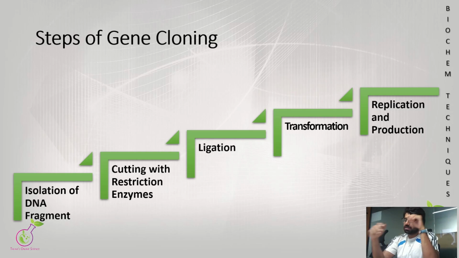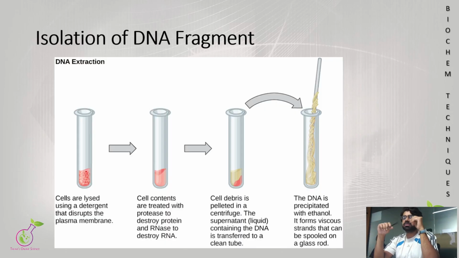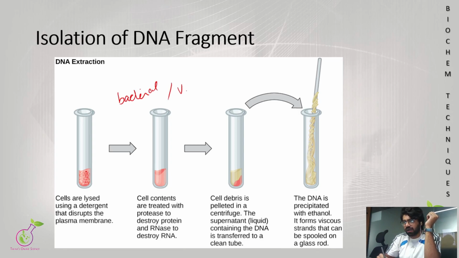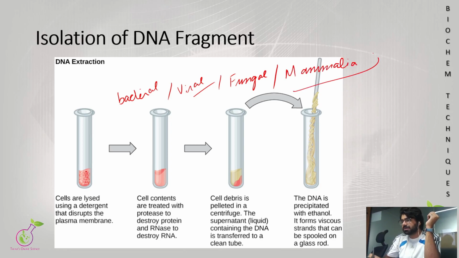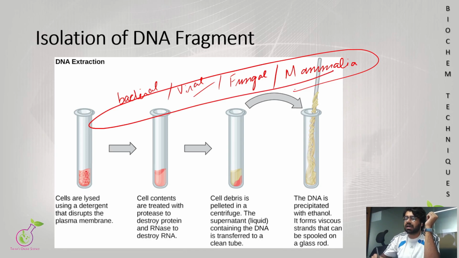ठीक है? तो आज हमने क्या पढ़ना है कि how do we extract DNA from those specific cells. Cells can be of many types. Cells can be, let's say, bacterial cells. They can be, let's say, viral cells. They can be fungal cells. In some cases, and mostly, they are the mammalian cells. So हमारे पास इन सब cells के अंदर से DNA निकालने के थोड़े different protocols.